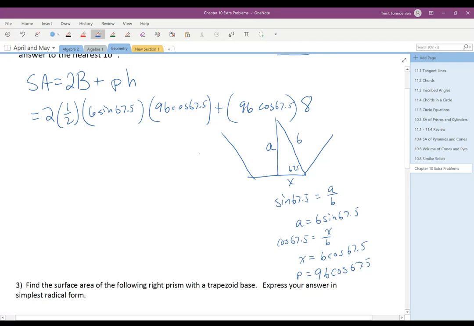When you do these, one of the nice things about the base being a regular polygon is that the 2 times 1/2 cancels. So we can do 6 times 96 times the sine of 67.5 times the cosine of 67.5, and then multiply that times 96 times 8 times the cosine of 67.5. And that gives us 497.55 is the surface area of this octagonal prism.